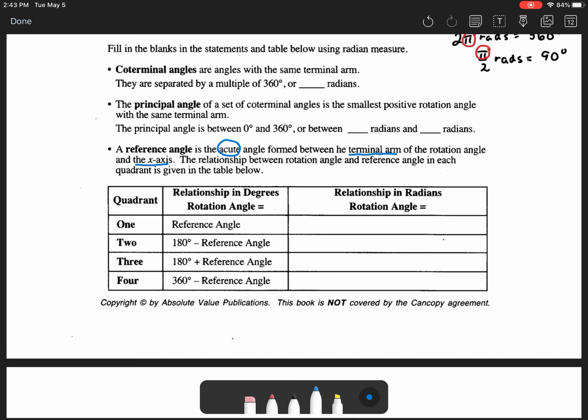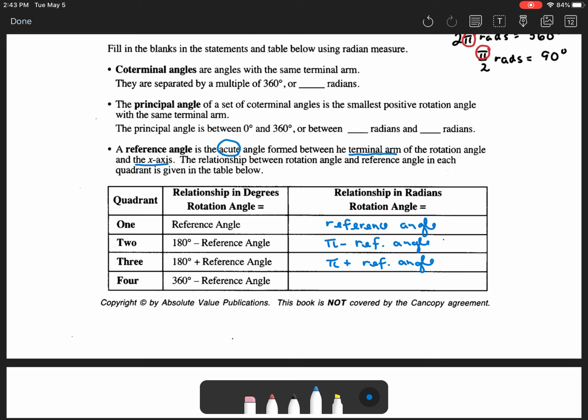We're doing the same thing today, but we're just discussing it in radians. So all we write here is reference angle. The rotation angle is the reference angle. In quadrant 2, yesterday, it was 180 degrees minus the reference angle. So today, in radian measure, that'll be pi minus the reference angle. Yesterday it was 180 degrees plus the reference angle, so today that'll be pi plus the reference angle.